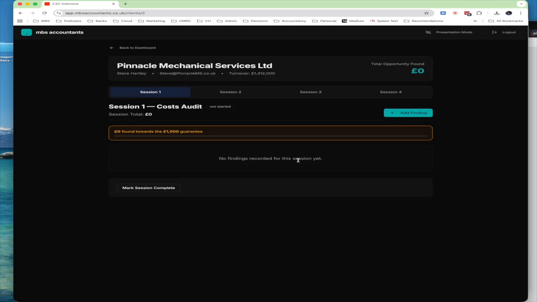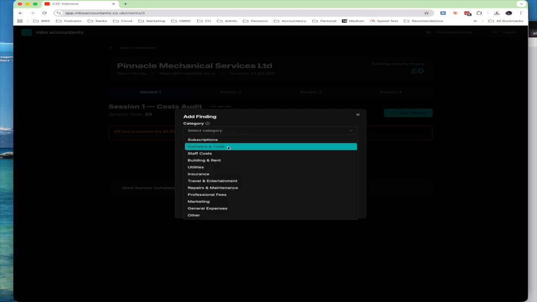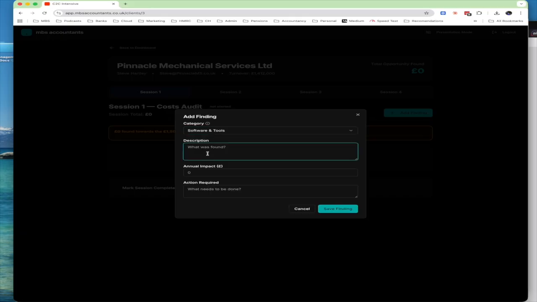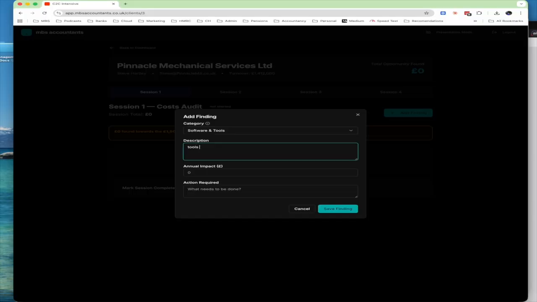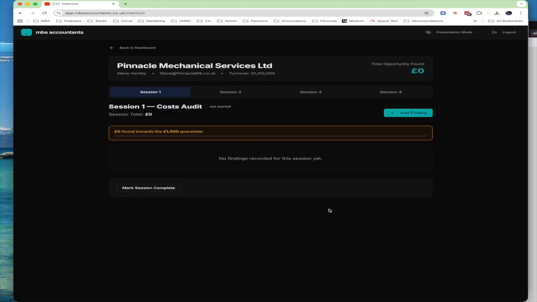So what we've got to do is get all of this logged into the system. We need to pop into Pinnacle, into their session 1, and document the few things that we have found. The latest one we spoke about was the tools and equipment, so it's under the software and tools. Tools being bought incorrect times, and duplicates. Action required: get better control of tools. And we said that the annual impact was £8,800 here.